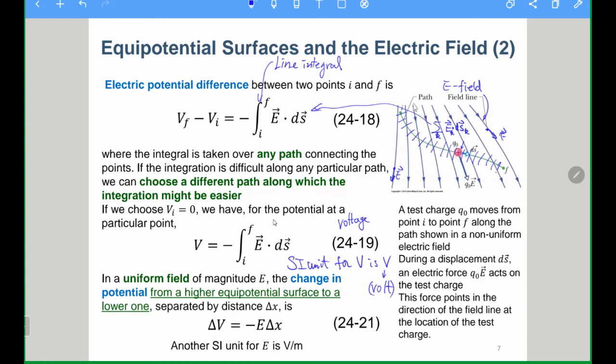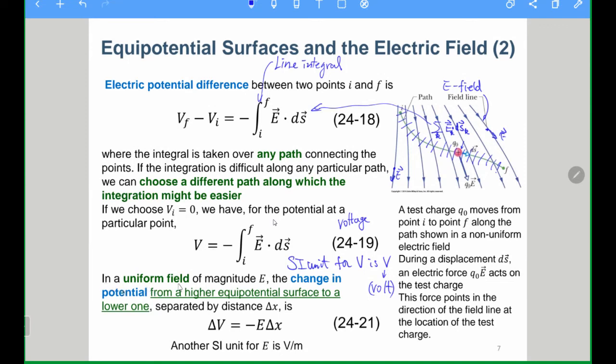So this is the mathematical meaning of this line integral. Calculating this line integral and then taking a minus sign will give the potential difference. Sometimes we will simply write it as V equals negative of this line integral of E dot ds from I to F. If we choose Vi to be 0, then Vf minus Vi is nothing but V, the voltage difference or the potential difference.